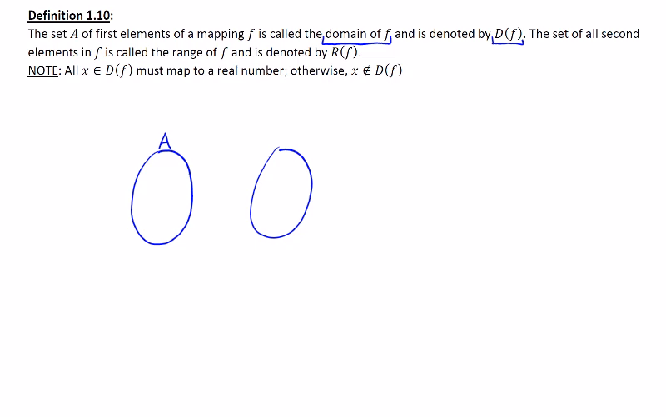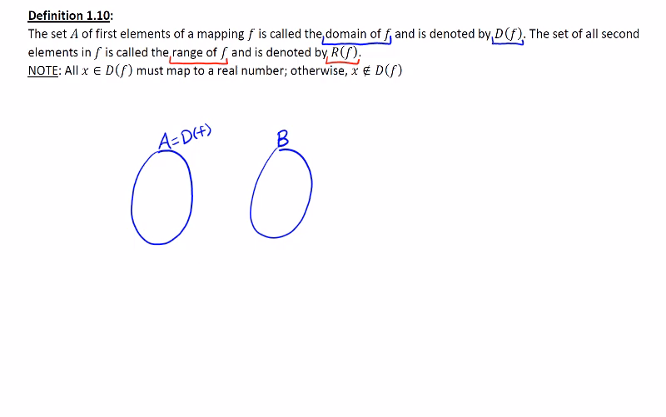And the set of all second elements in F is called the range of F, and this is denoted by capital R of F. So what we're defining here is the phrase range of F, denoted by capital R of F. Now it's worth mentioning here that set A is equivalent to the domain of F. Set B, however, is not necessarily going to be equivalent to the range of F.